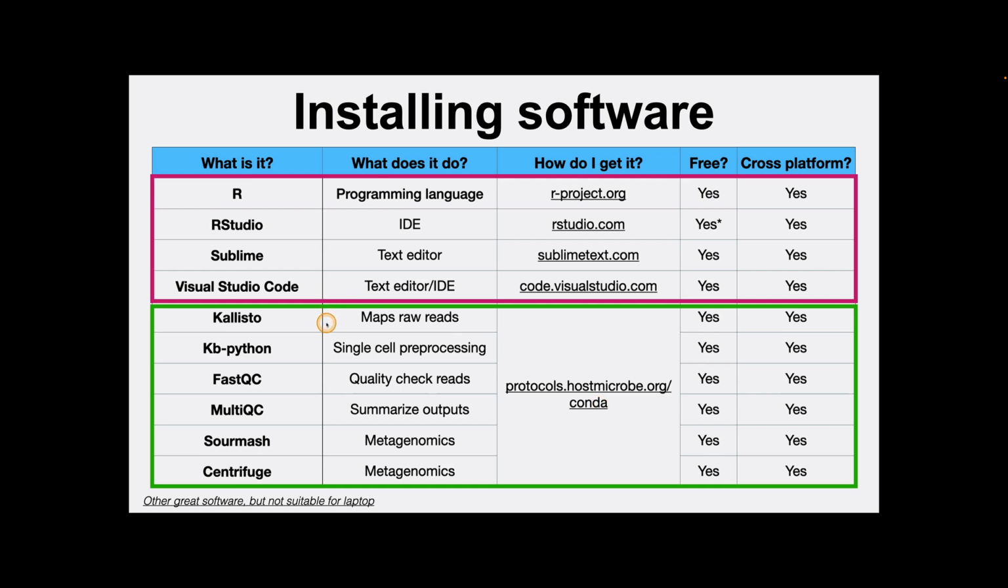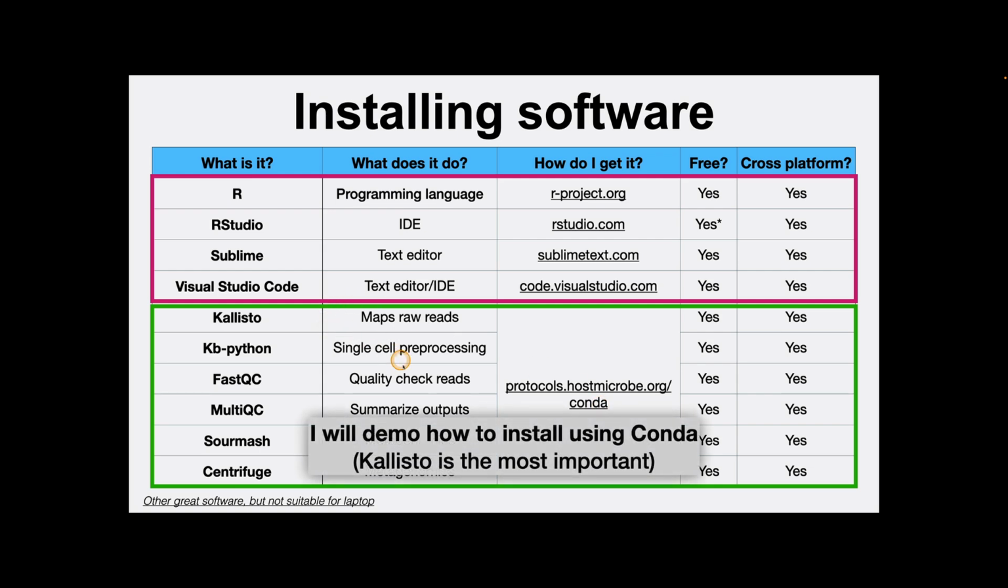Now, I will just tell you right now that although I'll demonstrate how to install all these using Conda, Kallisto is the most important. It's the piece of software we'll use for mapping reads. So there's a chance you run into issues with other pieces and installing other pieces of this software. And if you do, my best suggestion for you is to just don't worry about it. Forget about it. Don't install it.